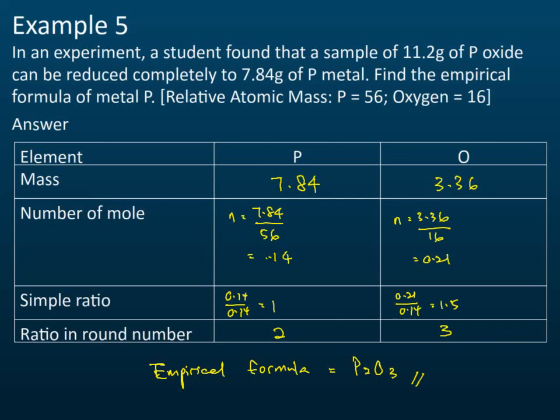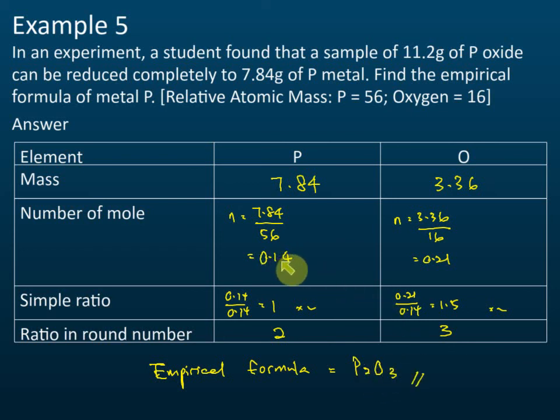So the answer is P2O3. The ratio is 1 to 1.5, but this is not a round number. So what we do is we multiply both sides by 2 to make this 1.5 become a round number, because you can't have PO1.5, right? This number must be a round number.